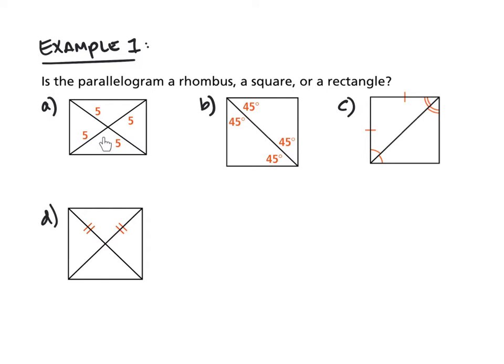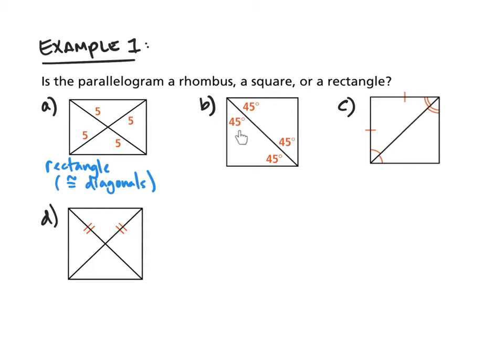And congruent diagonals point towards a rectangle. So our answer here is that this is going to be a rectangle, and the reason is we're going to say it has congruent diagonals, just to give us a reason why we know it's a rectangle.